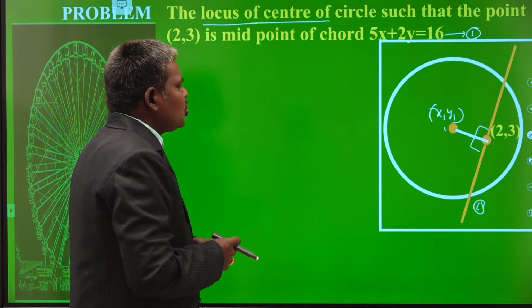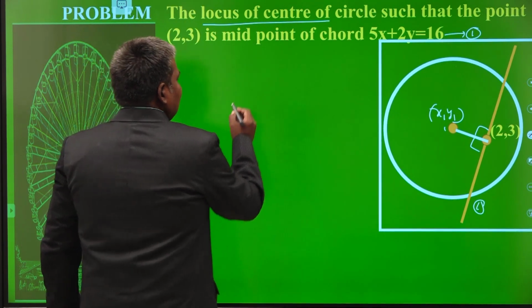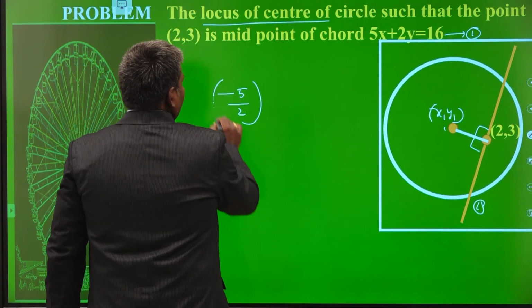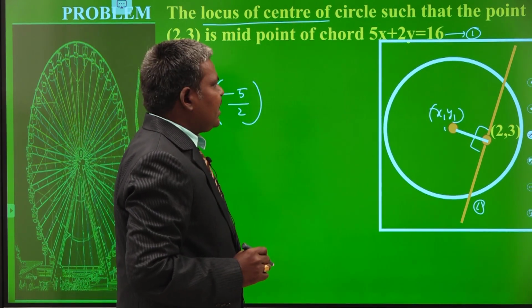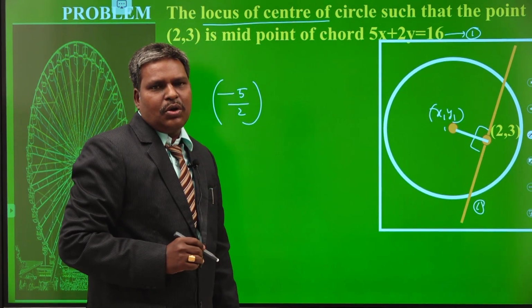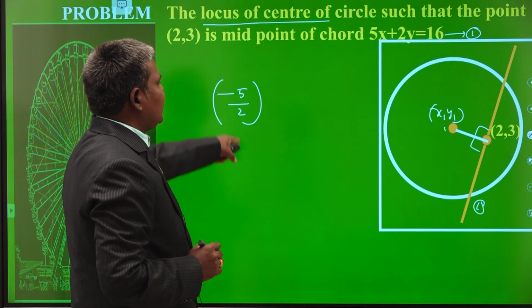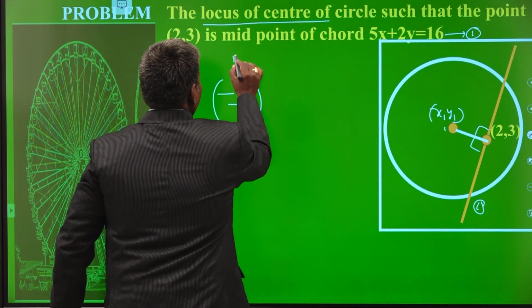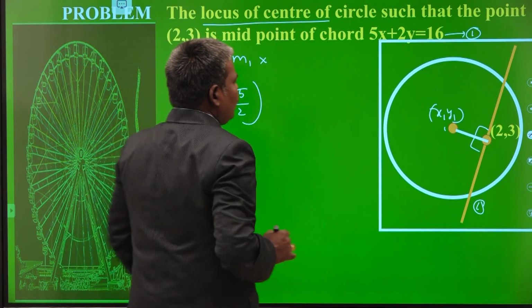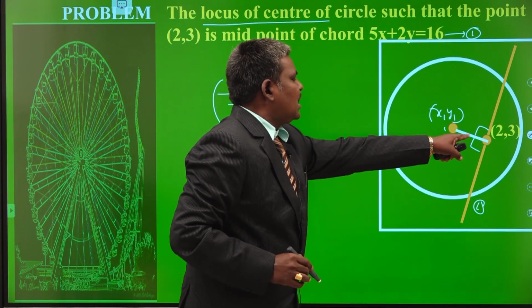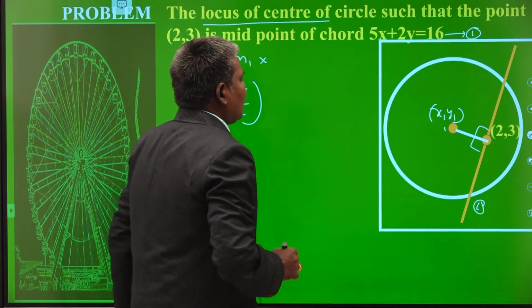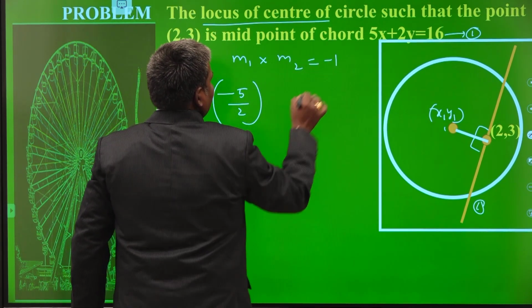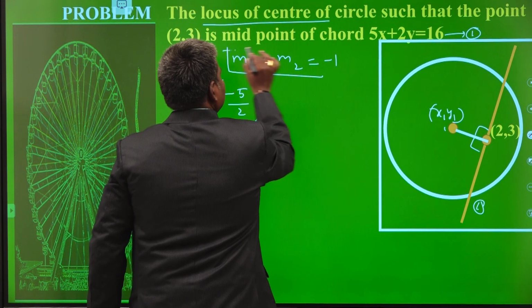Can I find the slopes or not? What is the slope of the line? Immediately you can write -5/2. Minus x coefficient by y coefficient. For ax + by + c = 0, what is the slope of the line? -a/b. This is the slope, m1. Into, what is m2? This is the slope of the line joining (2, 3) and (x1, y1). m1 m2 is equal to -1. This is the thought.